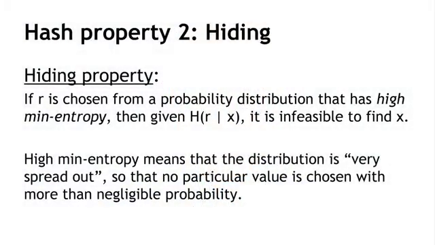So the hiding property that we are going to need to set up is a little bit more complicated. And the way we're going to fix this problem with the common value x, like heads and tails, is we're going to take the x and concatenate with it a value r, which is chosen from a distribution that's really spread out. And so this H of r concatenated with x means take all the bits of r and put after them all the bits of x.